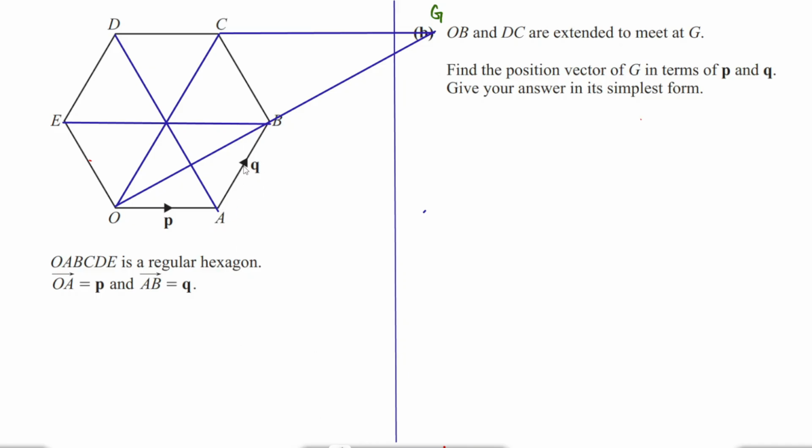AB vector is Q, then we have found that this, if this we take as F, then this vector OF is Q and FC is Q.